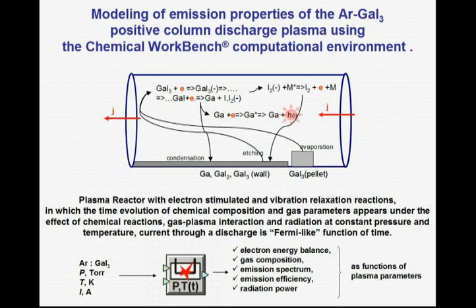Gas composition in the reactor is changed as a result of chemical and electronic plasma kinetics. The calculation yields the electron energy balance, emission spectrum, and the emission efficiency as a function of plasma parameters. The final goal was to predict the emission spectrum and power in the ultraviolet and visible range, and the emission efficiency.